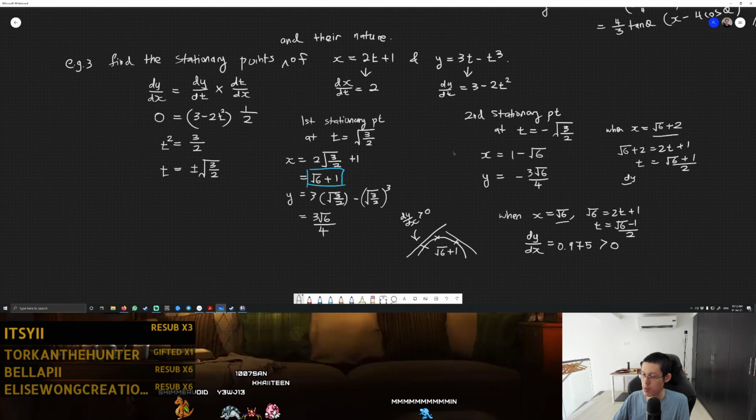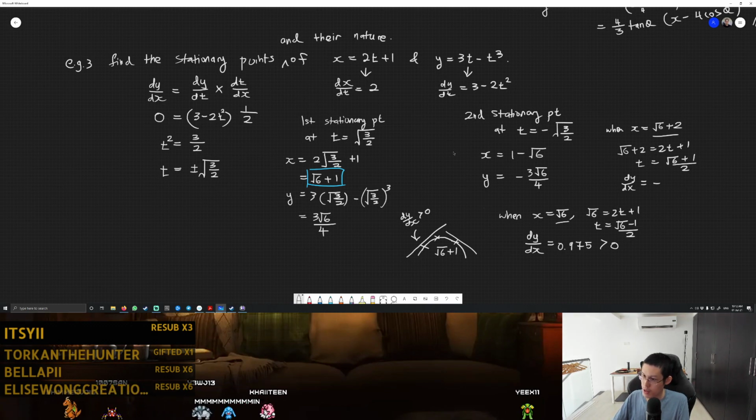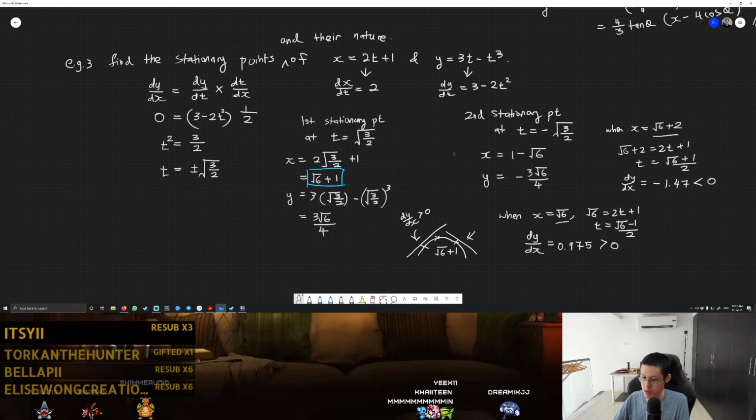So what is our dy dx? Let's put that in. So root 6 plus 1 divided by 2, into 3 minus 2 times answer squared, divided by 2, and we get negative 1.47, which is less than 0. So we know that the gradient of the point immediately after root 6 plus 1 is negative. So dy dx is less than 0. Therefore, this pretty much concludes that this is a maximum point.